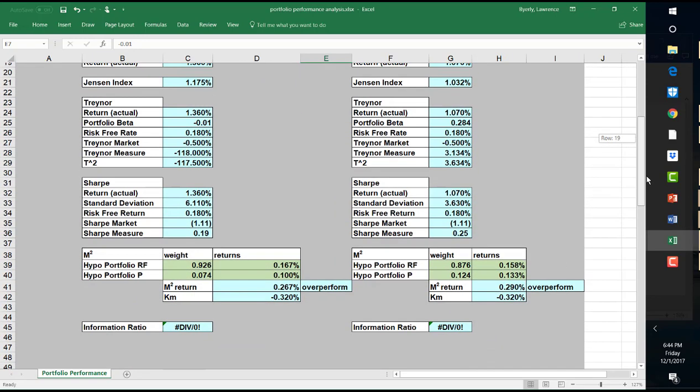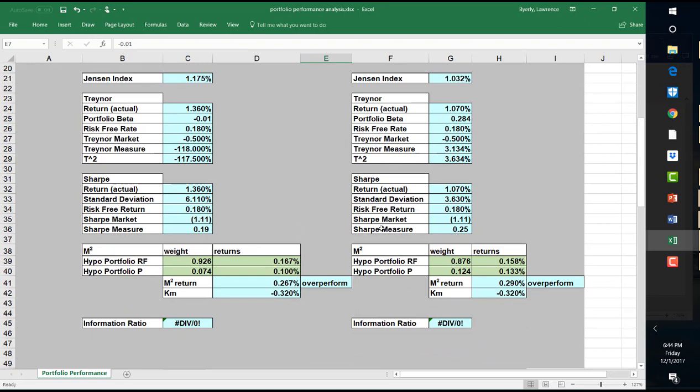What about the Sharpe ratio? Again, when you calculate the Sharpe ratio, the measurement for the stock market, it should be negative 1.11. This is just the ratio of return to risk. For A, the Sharpe measure is 0.19, which is obviously better than negative 1. For B, 0.25, obviously better than negative 1. And this also tells us that portfolio B is performing better than portfolio A, or asset A.